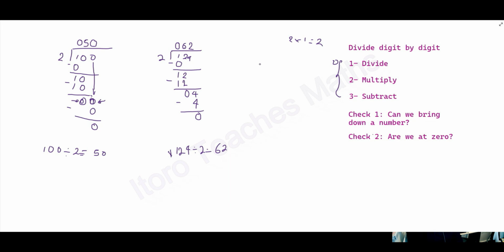So in the third one, we're going to do 102 divided by 3. So again, digit by digit. So 1 divided by 3. How many times can we put 3 into 1? We can't, because 3 is bigger than 1. So we know that that is 0.